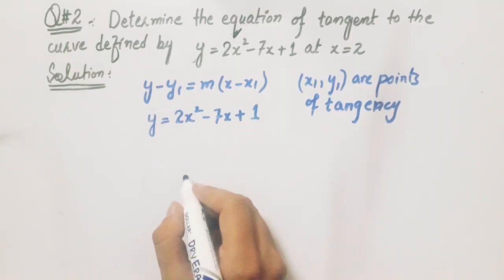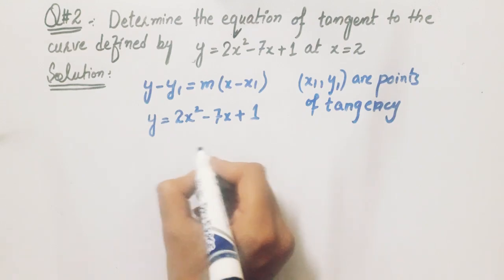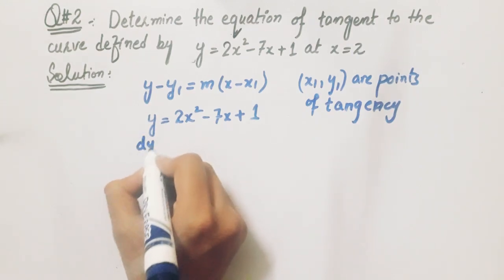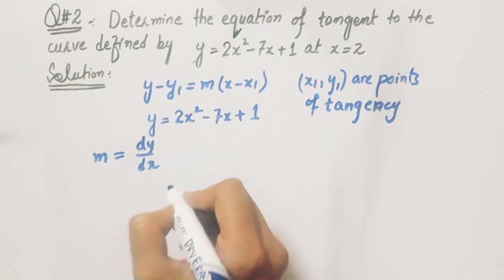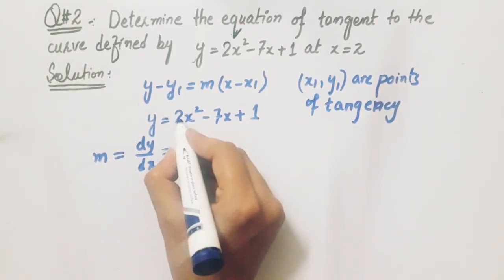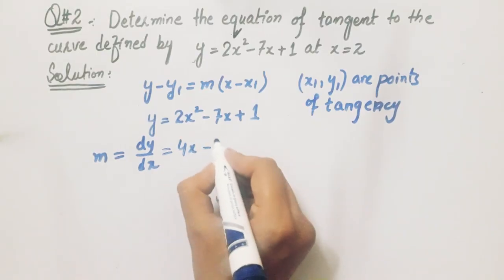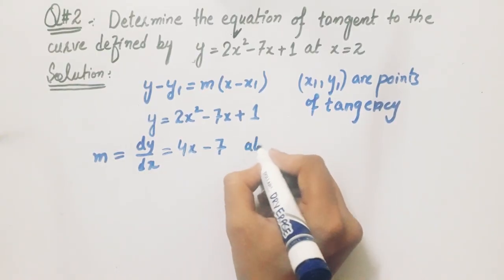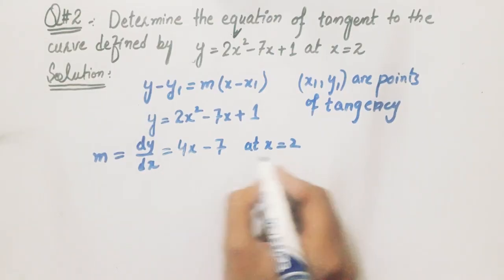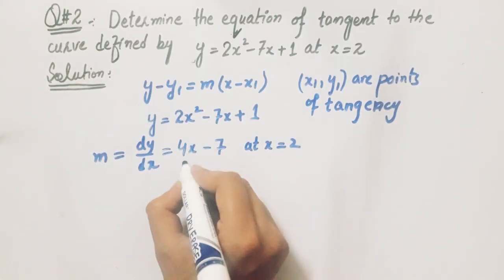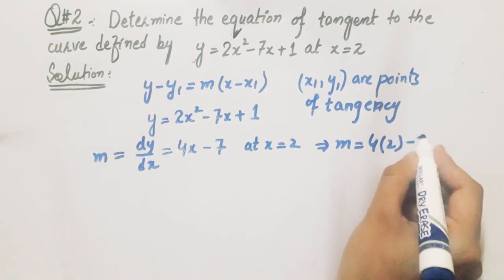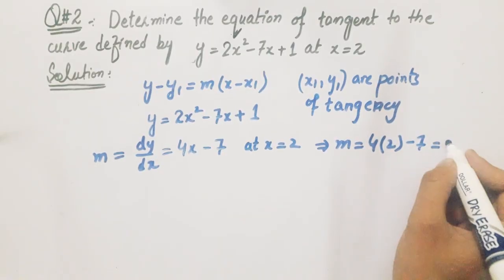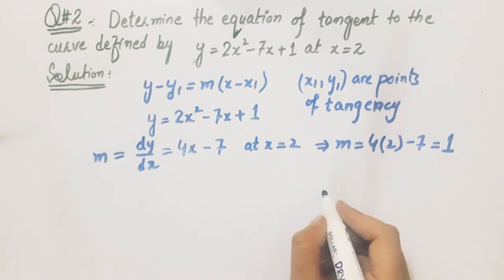This is your function. Now you will differentiate this with respect to x. So dy/dx, which is equal to m, the slope, is always found when you differentiate the function. So 2 into 2 is 4x - 7. Now you have to find the slope at x = 2. So put m = 4 into 2 - 7, that is 8 - 7, so m = 1. The slope of the given curve is 1.